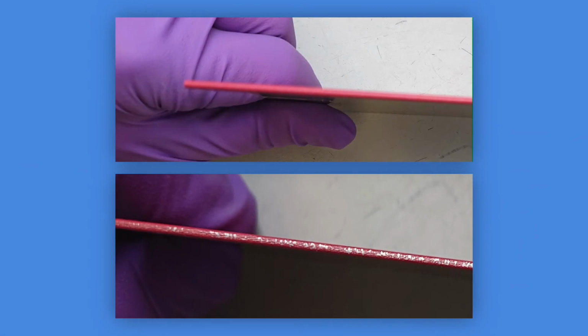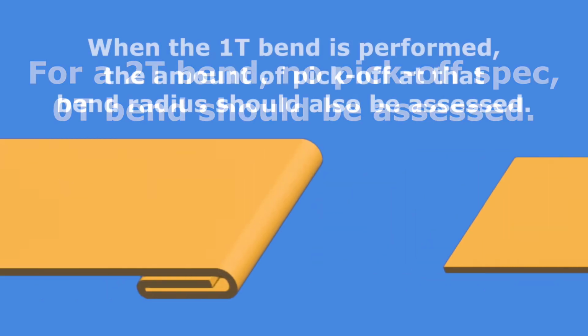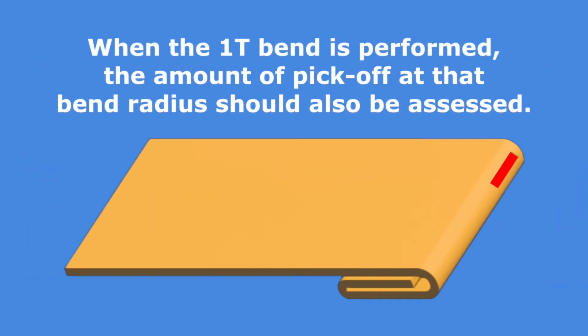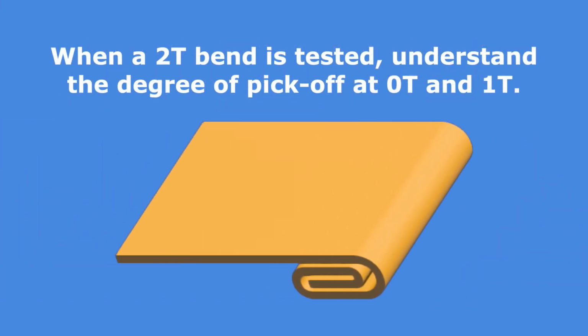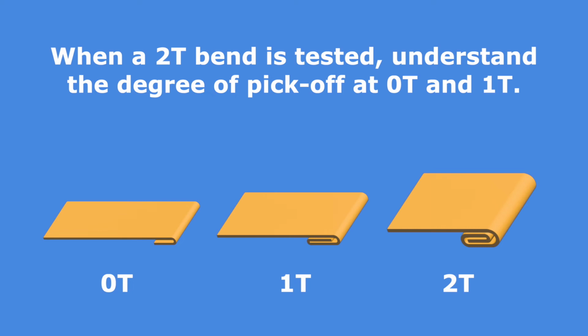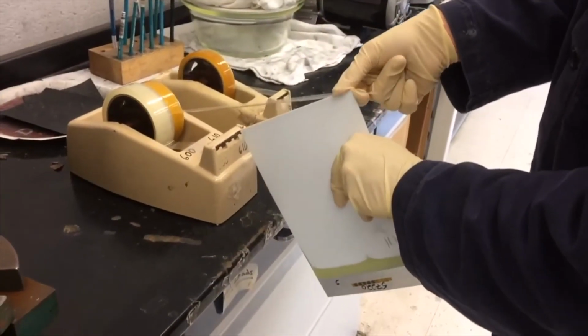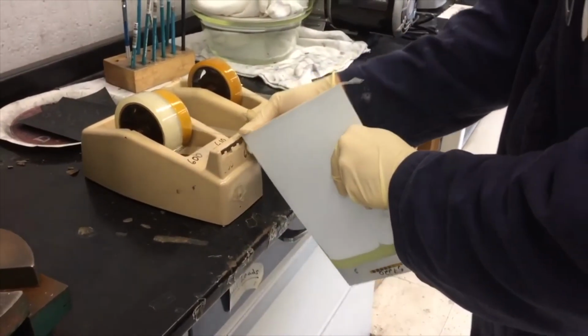Assess the degree of cracking at each bend and also determine the amount of pick-off at each bend. For example, if the specification is 2T bend, no pick-off, the 0T bend should be assessed. When the 1T bend is performed, the amount of pick-off at that bend radius should also be assessed. When a 2T bend is tested, and assuming that no pick-off has been observed, as specified, it is helpful to understand the degree of pick-off at 0T and 1T. The pick-off adhesion is easily accomplished using pressure-sensitive tape.